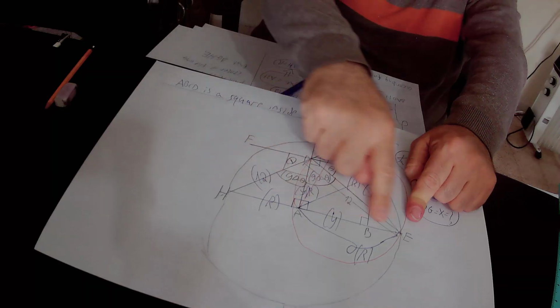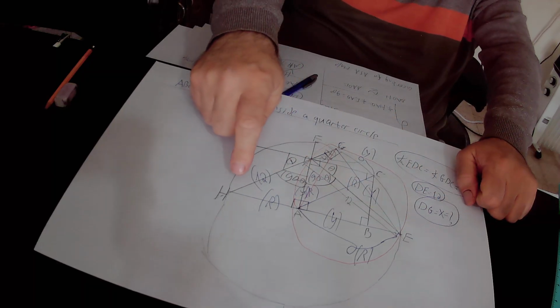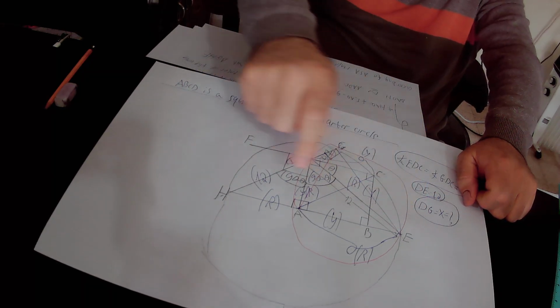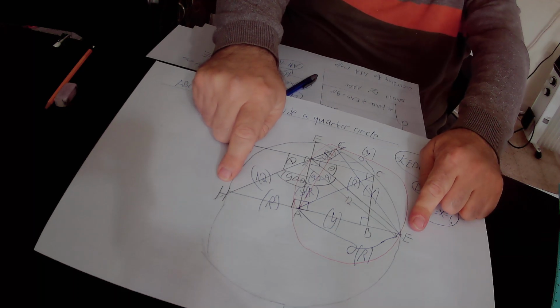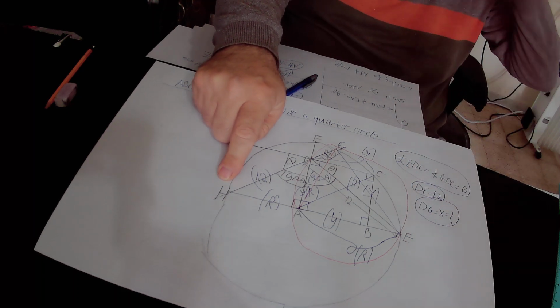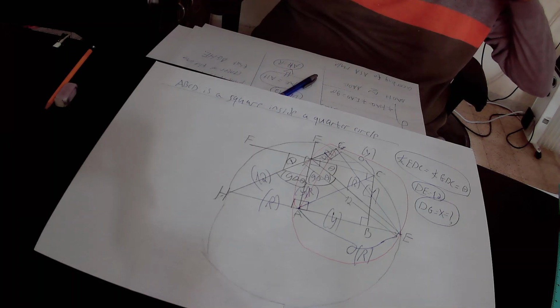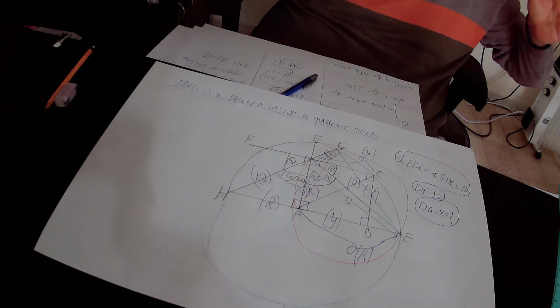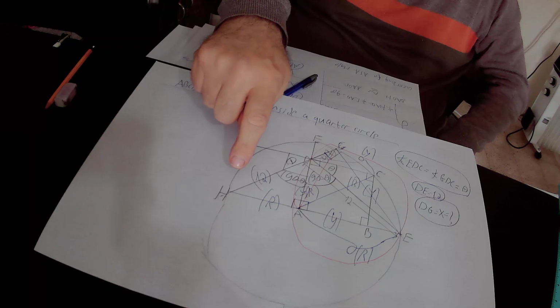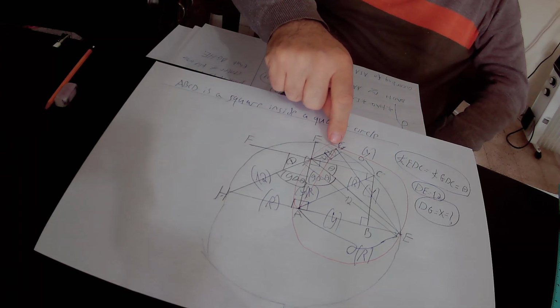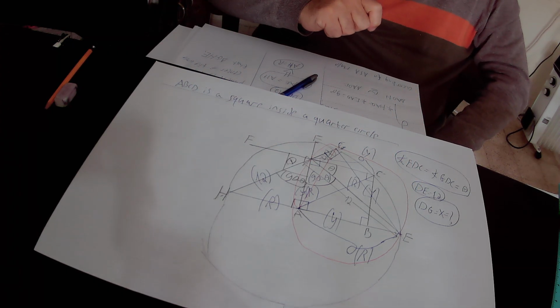So edge E is the diameter of the circle, and we have peripheral angle edge GE that is subtended on edge E, that is the diameter of the circle. And any peripheral angle that is subtended on the diameter of the circle must be equal to 90 degrees. And therefore this peripheral angle edge GE must be equal to 90 degrees in its size.